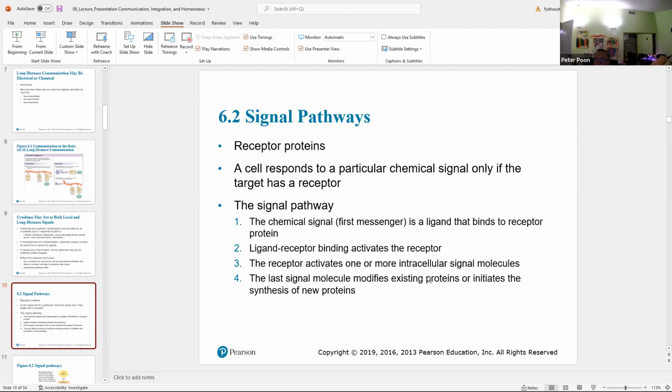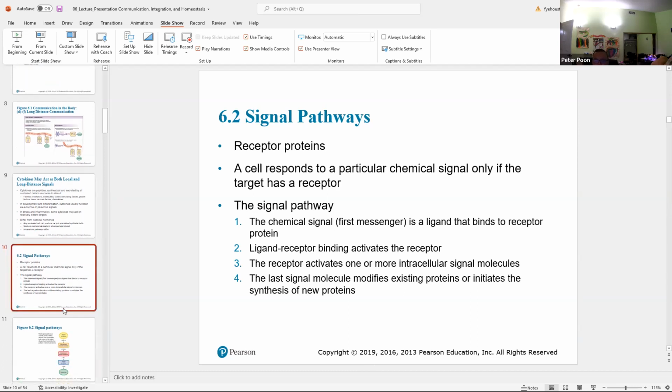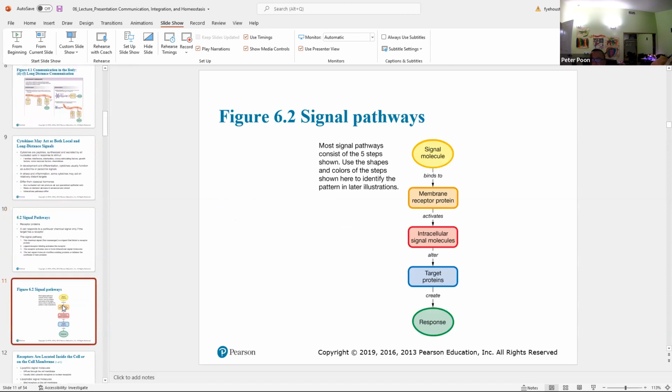And then the last signal molecule will modify existing proteins or bind to the DNA and cause the synthesis of different proteins. I know it says new, but really it means different proteins, new types of proteins that do different things. Basically the hormone signal comes in and tells the cell, now I want you to do this, so you drop everything and do that. Okay, so that's what the signal pathway really is.